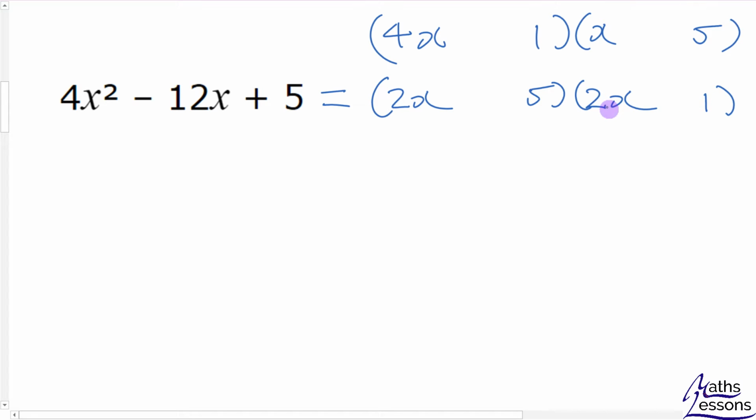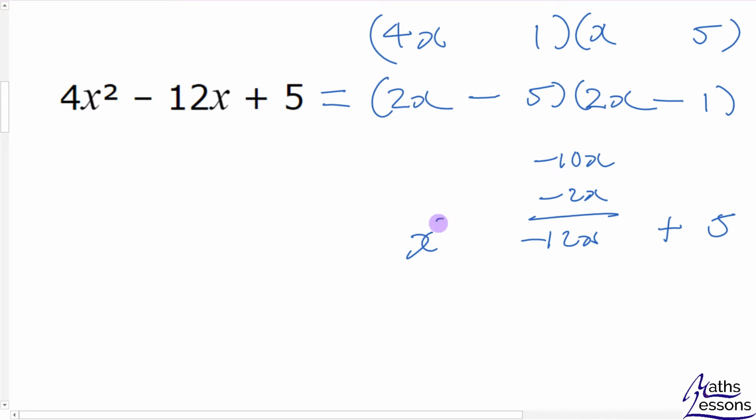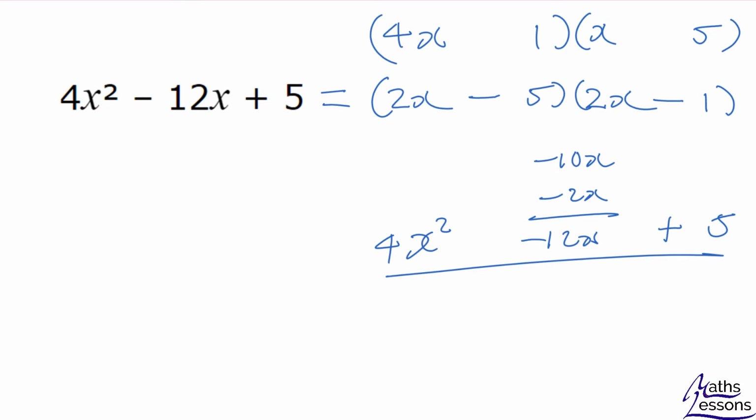Okay, 5 times 2x is 10x, 1 times 2x is 2x, add them together I get 12x, but I want a minus here and a plus there. So if I make these both minus, I get minus 5 times 2x is minus 10x, and I get minus 1 times 2x is minus 2x, which gives me the minus 12x. Remember, minus 1 times minus 5 is plus 5, 2x times 2x is 4x squared. So I have exactly what I need. So this is my final answer.